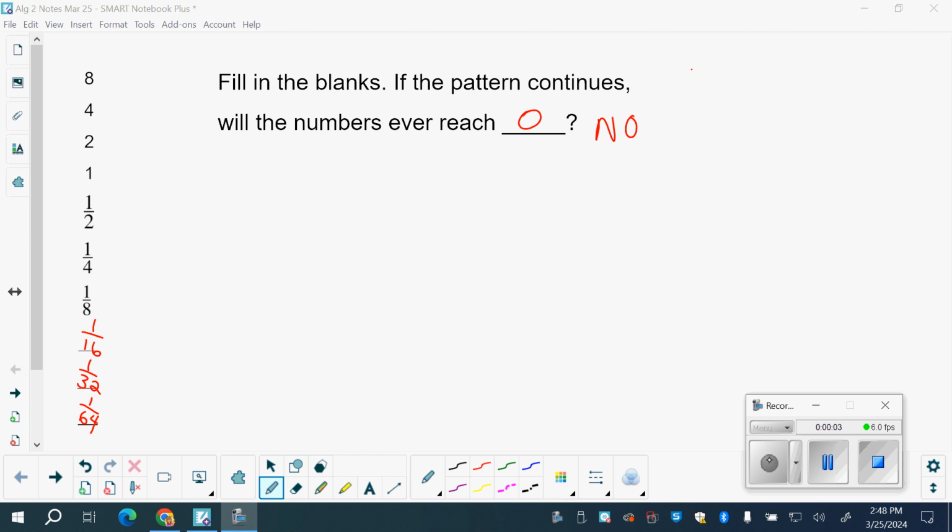What keeps happening? The number on the bottom keeps getting bigger and bigger, which makes the fraction smaller and smaller. But that smaller and smaller never quite will get to 0, will it? Because we'll just take half times half and a half again and half. It still keeps getting smaller and smaller, but never quite gets to 0.